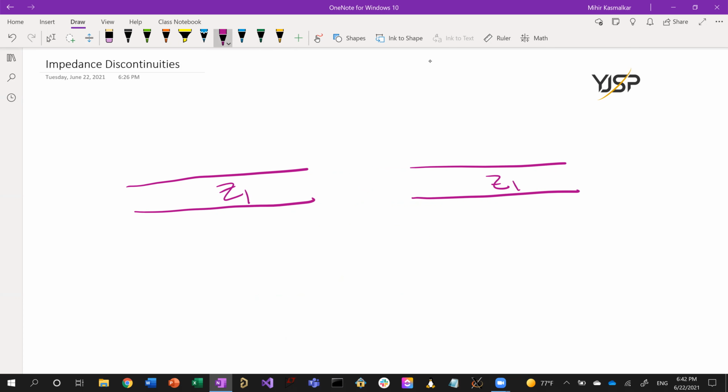You could also have a stub. So you would have a transmission line branching out from here. Let me just draw this out. I've drawn it like that. We don't know what it's terminated in.